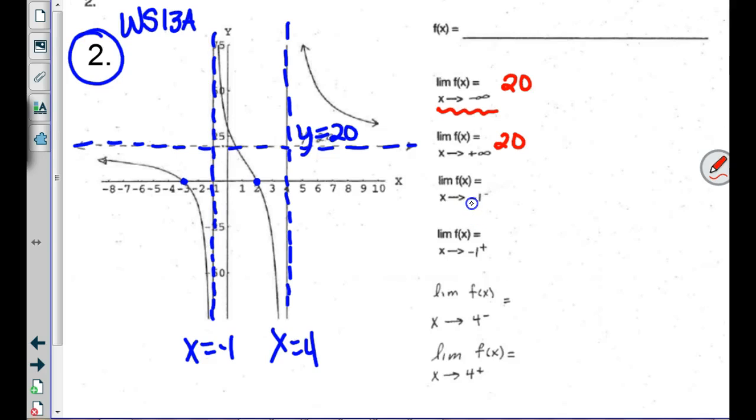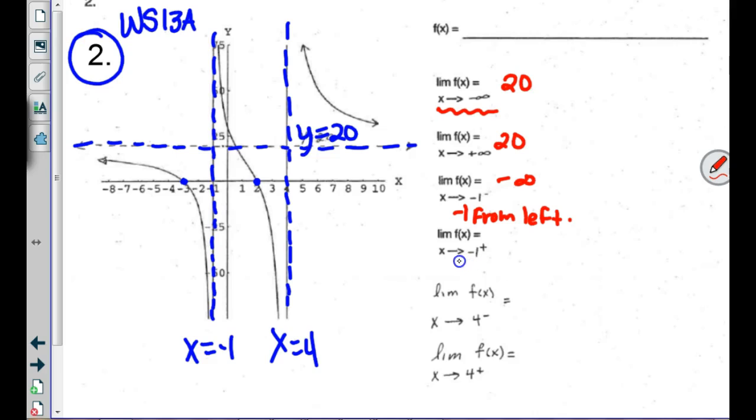All right, this is new notation. This says -1 from the left. We're doing number 2, 13A, number 2. Okay, so that little negative up there after it means from the left. So if I were getting closer and closer to -1 coming from the left, what would this graph be doing? So we'd have negative infinity.